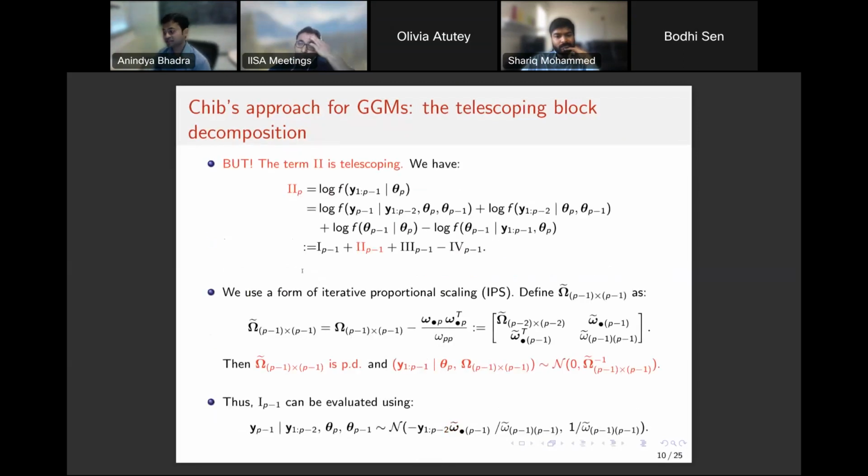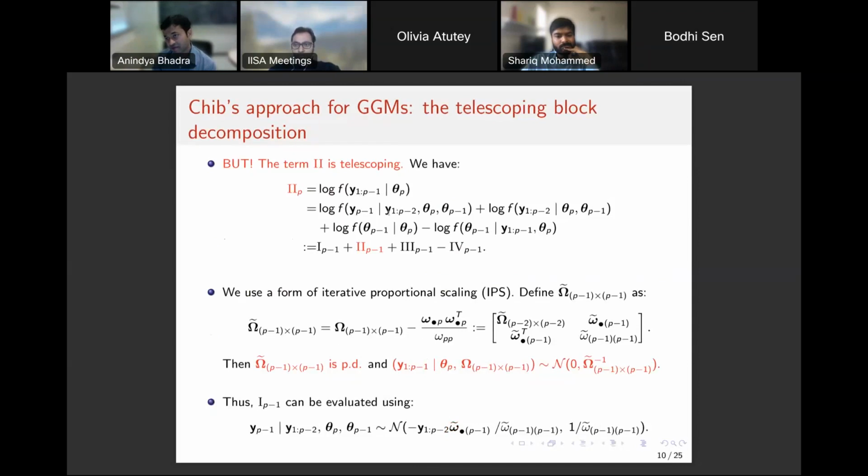After doing some manipulations, we found out that there is actually a very nice telescoping property of the second term. This is the second term from the previous slide, 2p. We will do a further decomposition. So it's y1 through p minus 1 given theta p.